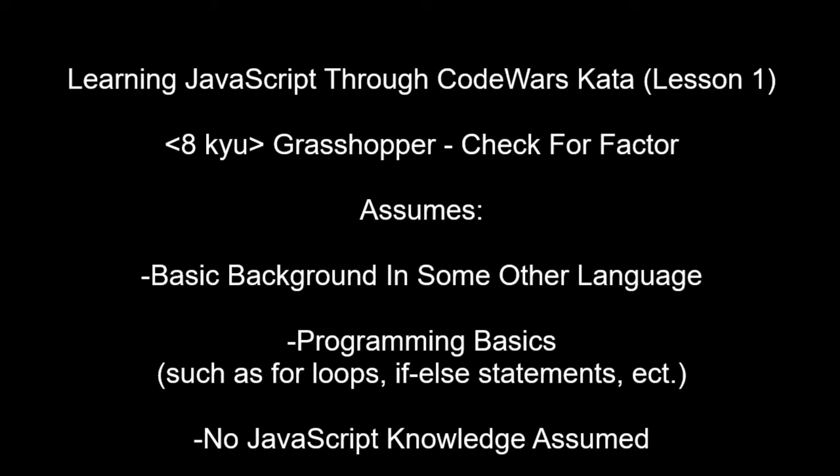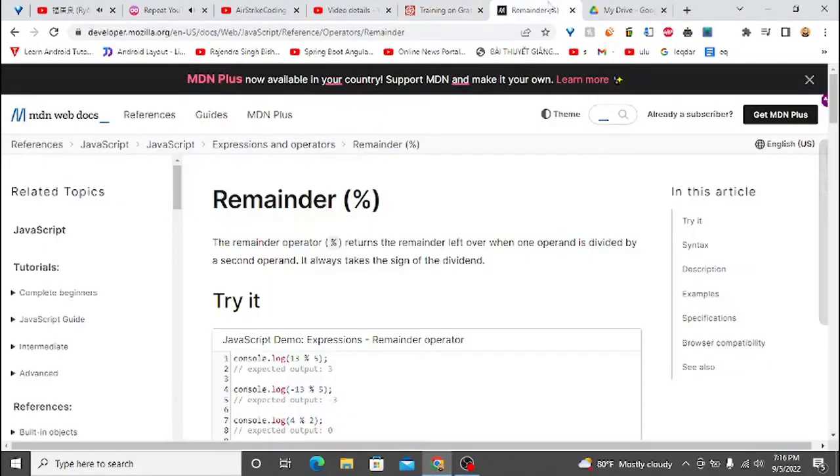Hey, this is Alex, and we're going to be learning JavaScript through a Codewars Kata. A Kata is basically an idea for an exercise, and this is a very basic one, the first one in the series. It's called Grasshopper Check for Factor.